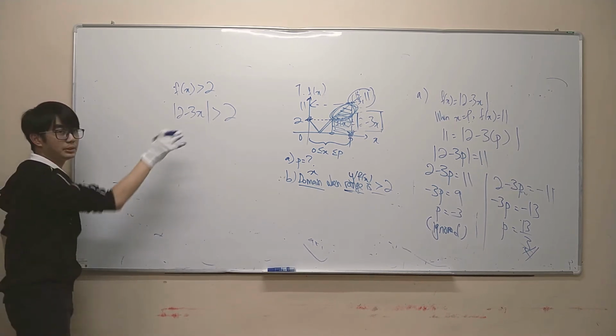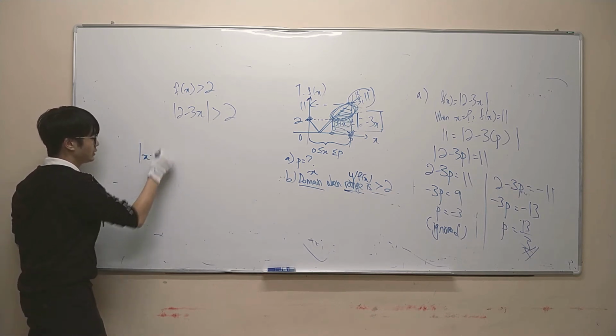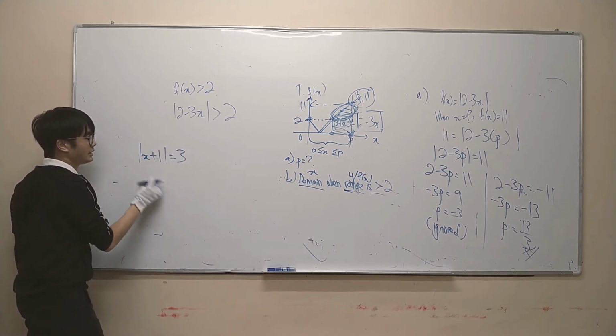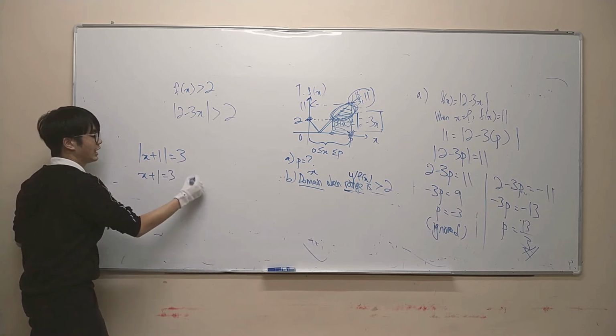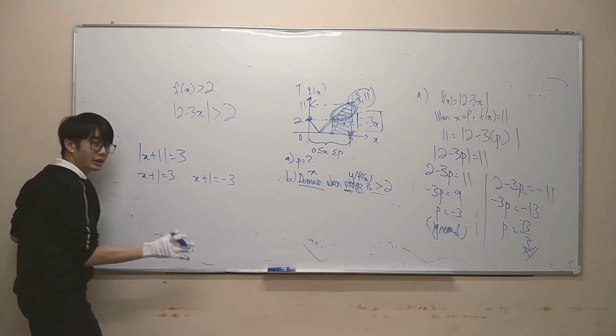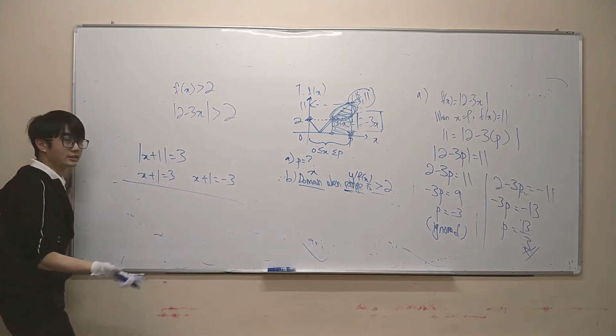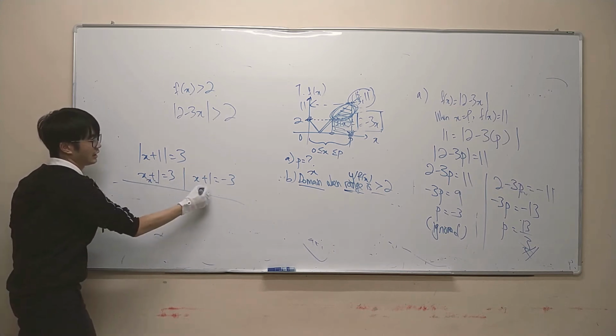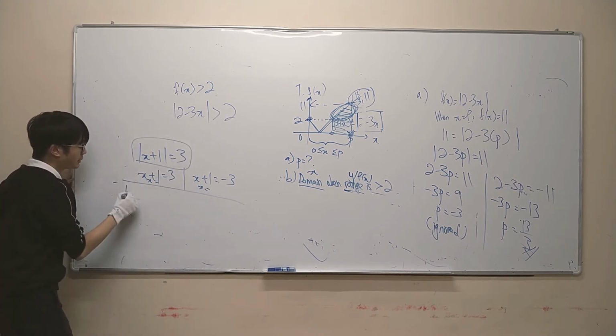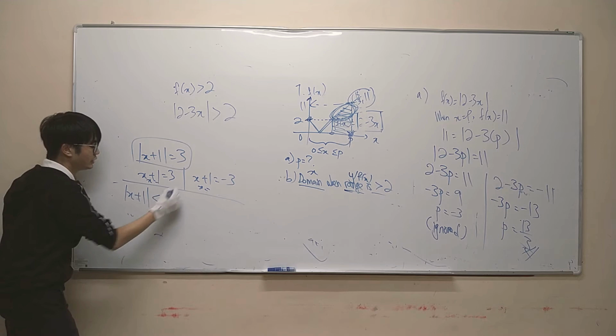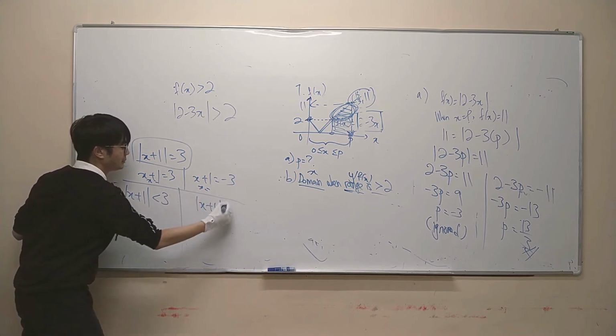Okay, I'll give you an example here. If I give you modulus x plus 1 equals to 3, you will tell me that x plus 1 equals to 3, x plus 1 equals to negative 3. Which is correct. And then you find x here. Correct. But if I give you modulus x plus 1 smaller than 3, or modulus x plus 1 bigger than 3, it is different.